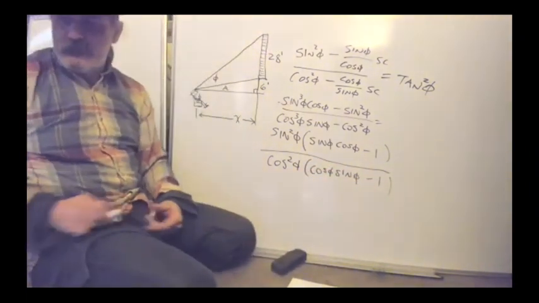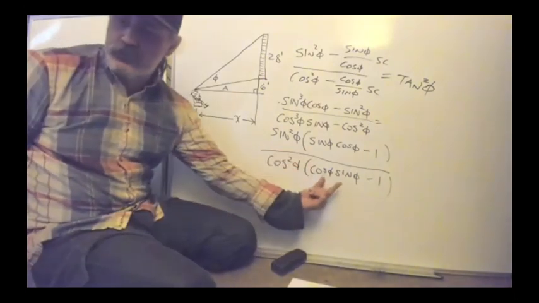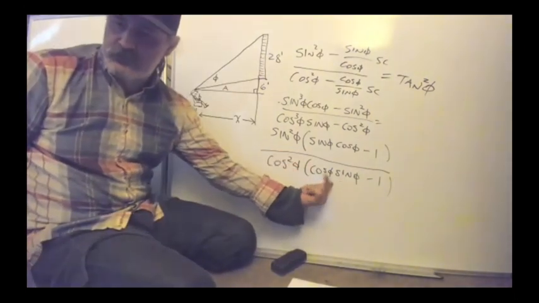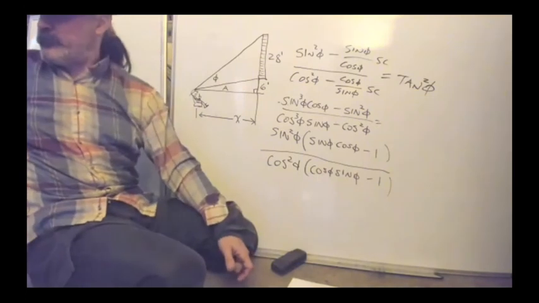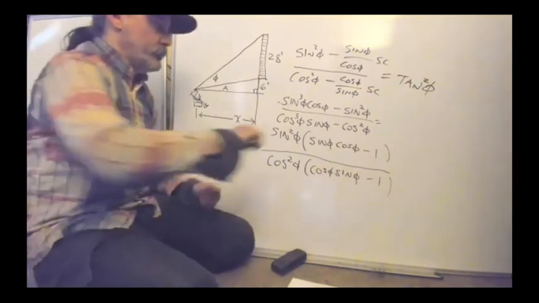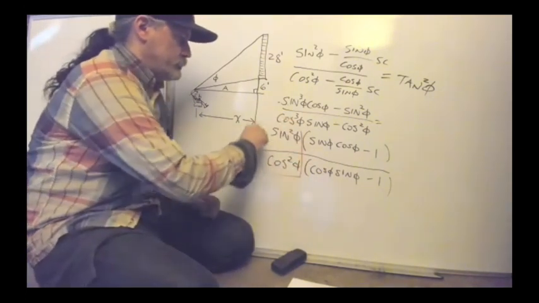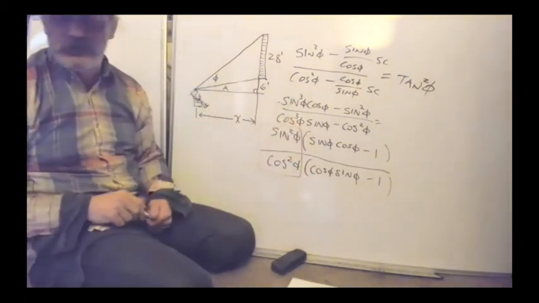And look at that. Those are the same. The order of multiplication doesn't matter, because you can make this sine times cosine. So then what's left is this, which is the tangent squared.